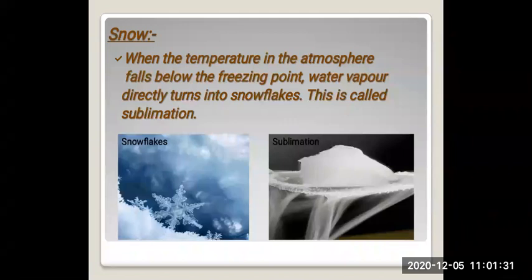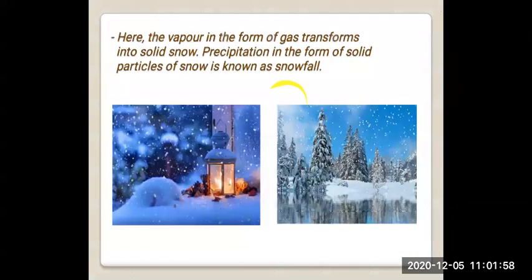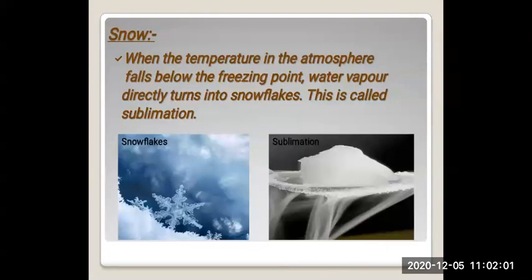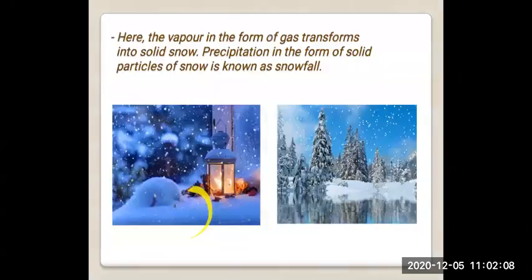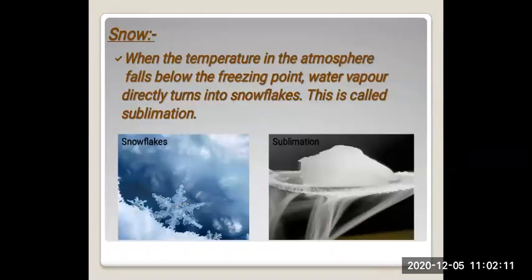So let's see what more they have mentioned in this lesson. When the temperature in the atmosphere falls below the freezing point, water vapor directly turns into snowflakes. This is called sublimation. Here you can see a new word, snowflakes. The image on your screen shows snowflakes. See, here you can see a small star. Snowflakes means a piece of snow.